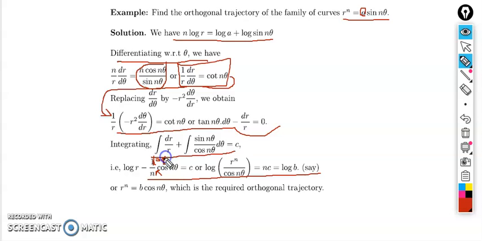log cos n theta. Okay, so taking the logarithm, it becomes log r to the power n, and this becomes nc. If we represent nc by log b, the ultimate result becomes r to the power n equals b cos n theta, which is the required orthogonal trajectory.